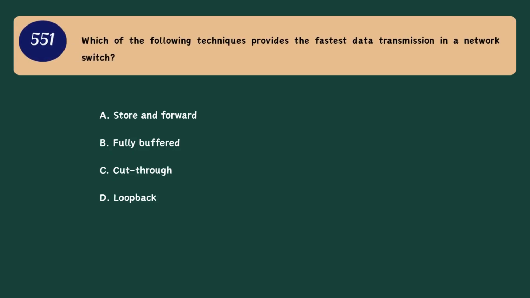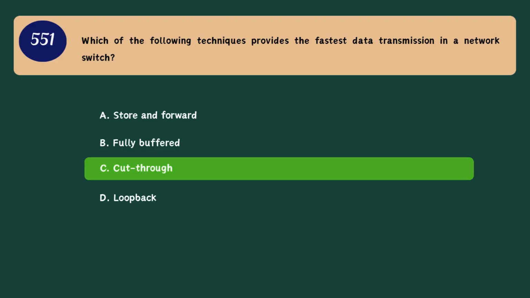Question 51. Which of the following techniques provides the fastest data transmission in a network switch? A. Store and forward. B. Fully buffered. C. Cut through. D. Loopback.